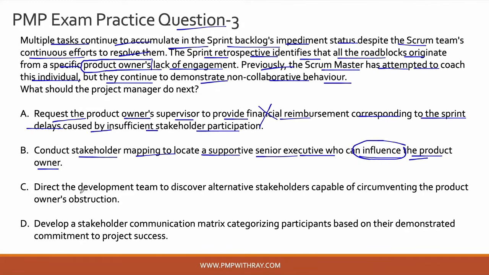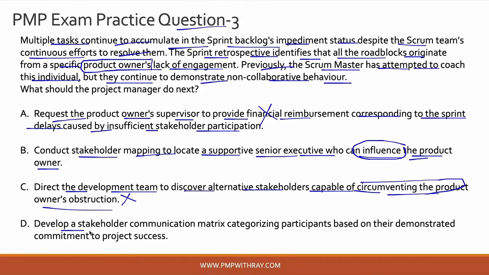However, let's look at option C. Direct the development team to discover alternative stakeholders capable of circumventing the product owner's obstruction. Again, this is something which ideally you should not do. If you circumvent the product owner's obstruction and try to do it yourself, then again, you are not being able to make that role or that person accountable, and you can't bypass a product owner and start taking decisions yourself just because your product owner is not getting engaged, okay? Because otherwise you are filling the shoes of the product owner and you are filling the shoes of the project manager, which might be a conflict of interest as well, right? So that is why option C is incorrect.